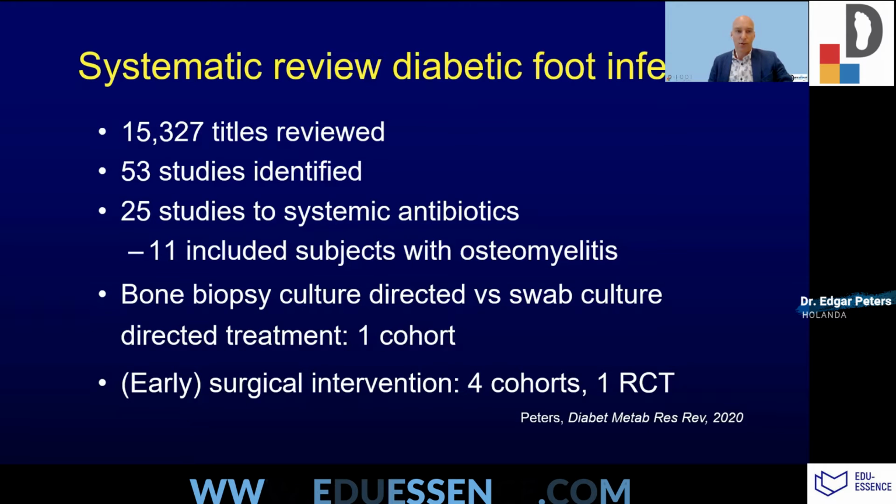What we did with the working group is that we reviewed over 15,000 titles, identified 53 studies with a contemporaneous control group to a therapy of diabetic foot infection. 25 of those were to systemic antibiotics. 11 of those included subjects with osteomyelitis. One study was to bone biopsy culture-directed therapy versus swab culture-directed treatment. 5 studies were to surgical intervention.